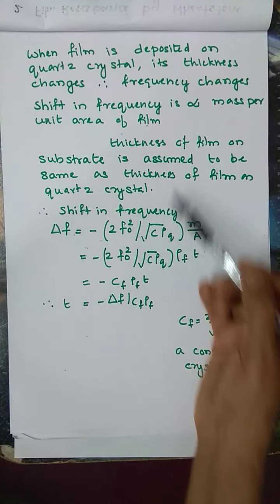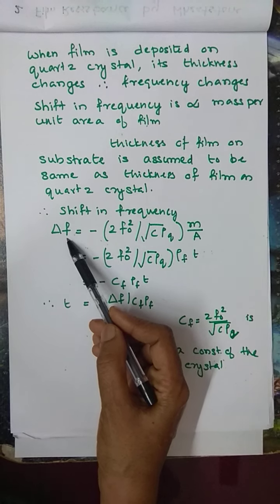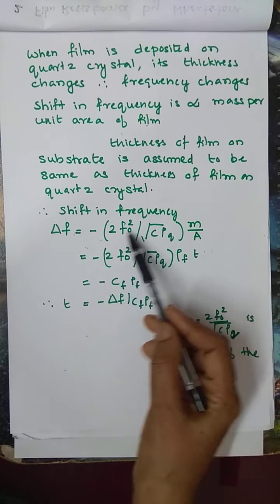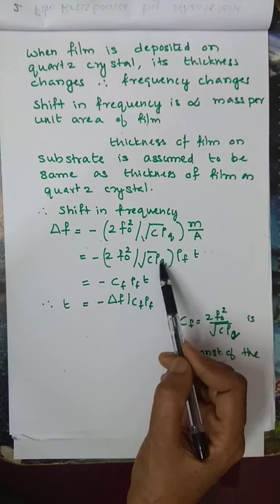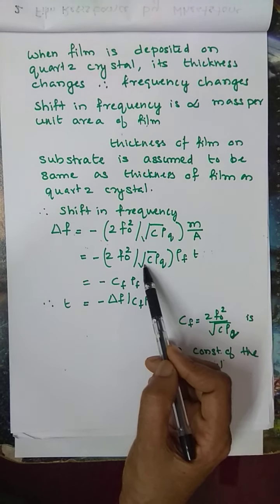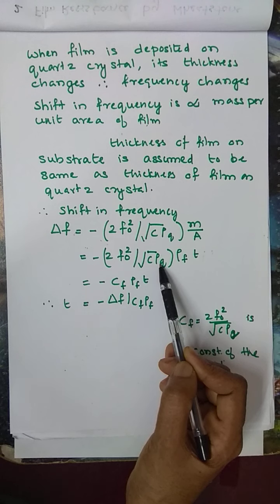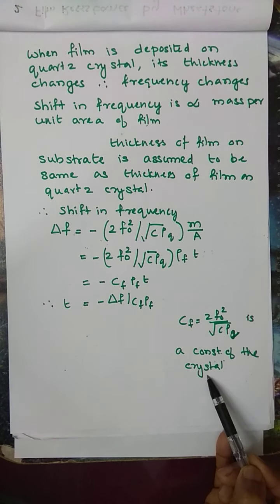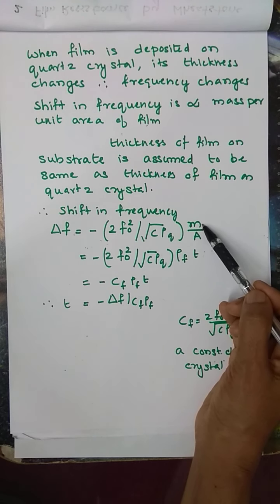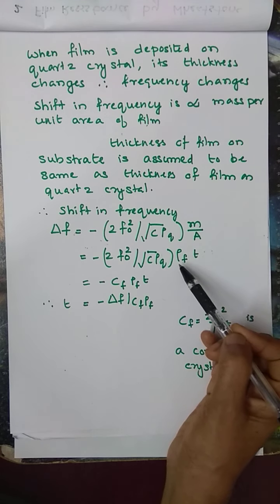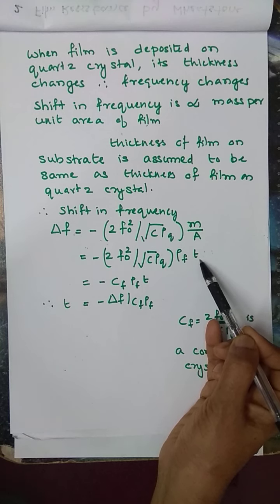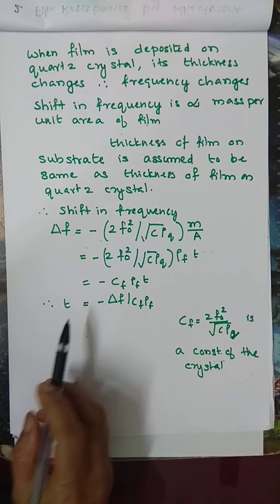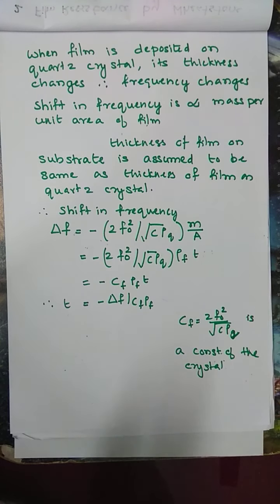The shift in frequency of the quartz crystal which is exposed to the film deposition is expressed by this formula. This quantity 2 f naught square by root of C rho Q is a constant, equal to Cf, which is a constant for that particular crystal. The mass by area we have expressed in terms of density and thickness. So rearranging this, you can find out the thickness of the film. This is the quartz crystal method, which is the most commonly used technique.